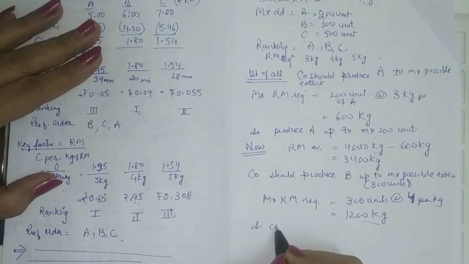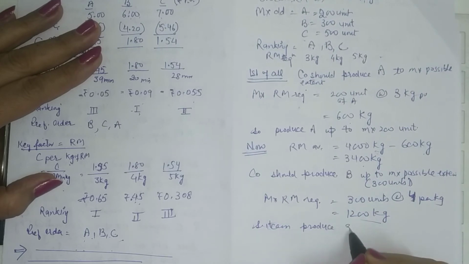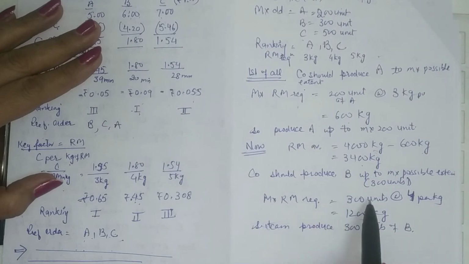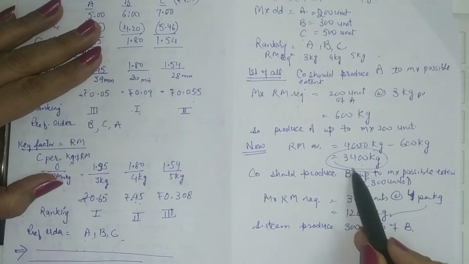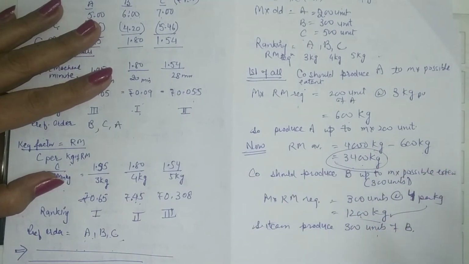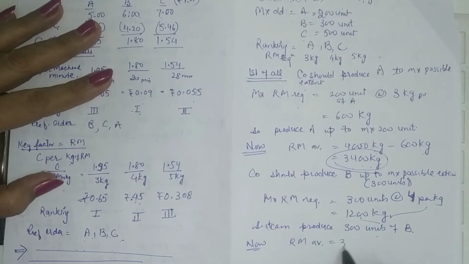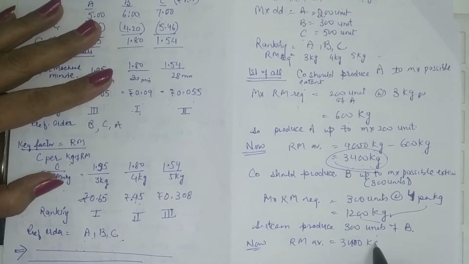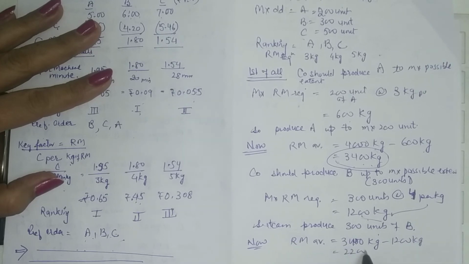So the company can produce 300 units of B. You can do this because you have 3400 kilogram of raw material available and you need only 1200 kilogram of raw material here. So you can go for the maximum. Okay, now what is the status? Raw material available, previously it was 3400 kilogram. If you use 1200 kilogram here, you are left with 2200 kilogram.